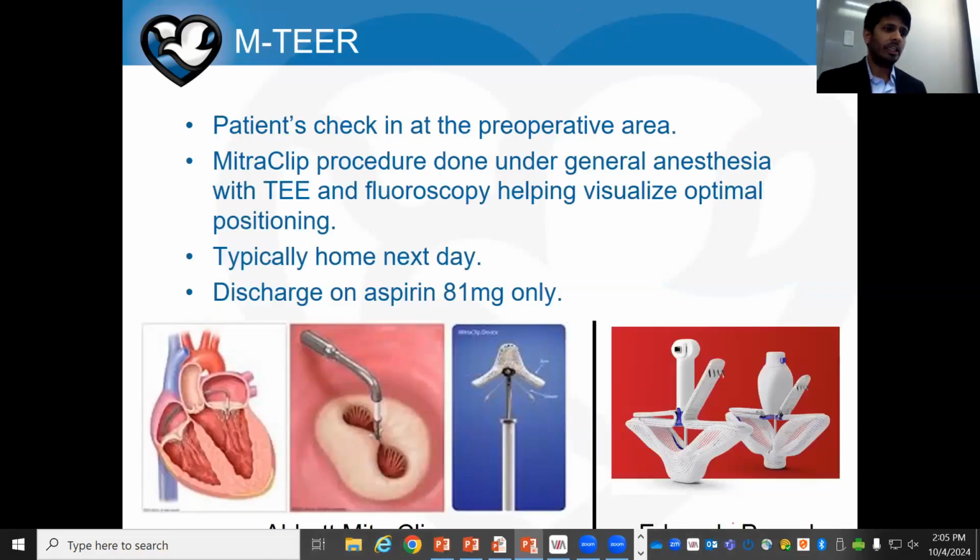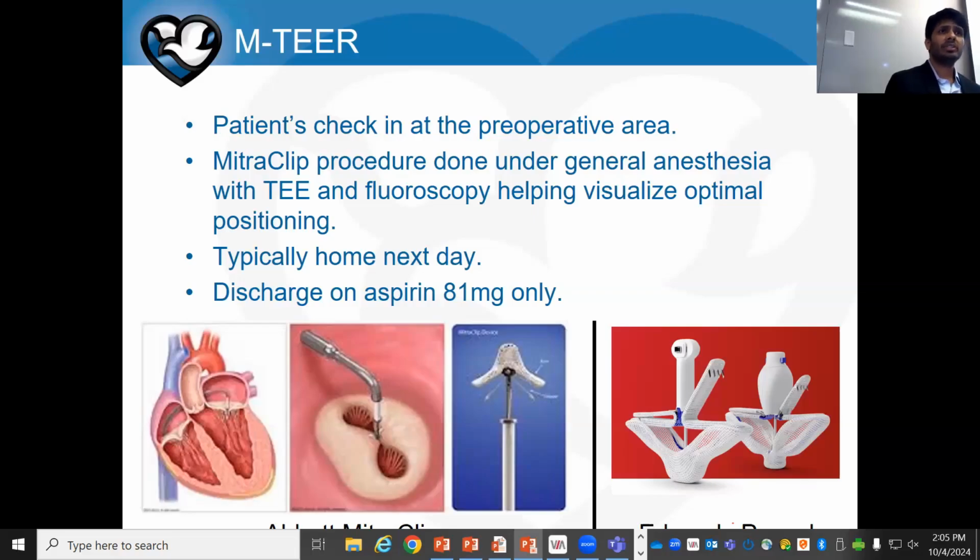And this is how a clip looks like. So there are two devices which are FDA approved for a mitral TEER procedure, which is mitral transcatheter edge-to-edge repair. The first one is made by Abbott, and that device is called the MitraClip. And the second one is made by a company called Edwards, and the device that they have is the Edwards PASCAL device, and they both do the same thing. They try to bring the two leaflets of the valve together at the spot where it is leaky and try to decrease the leak around the valve.